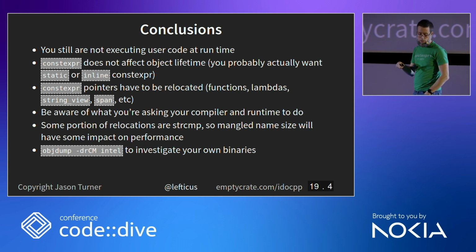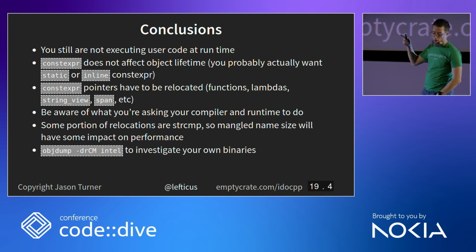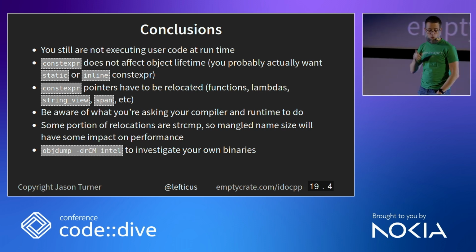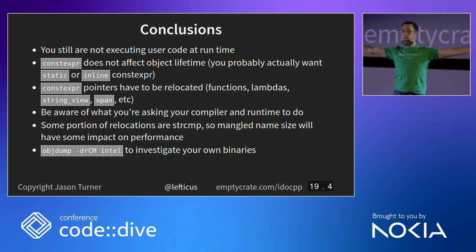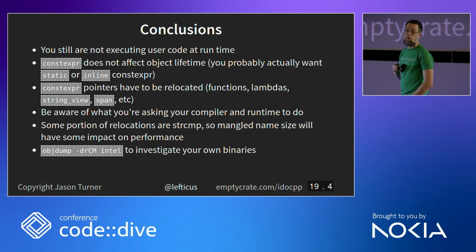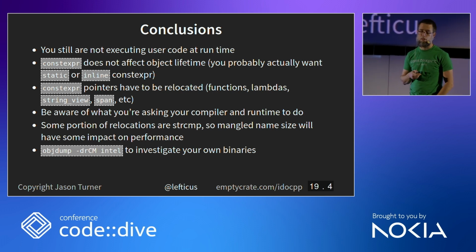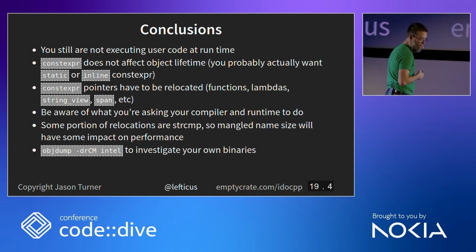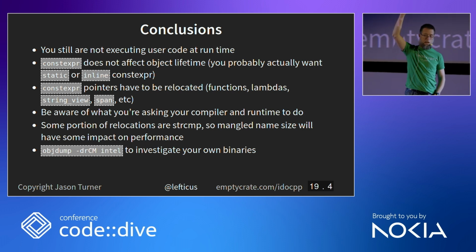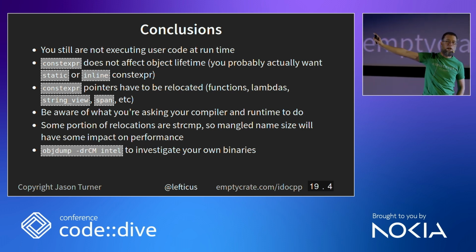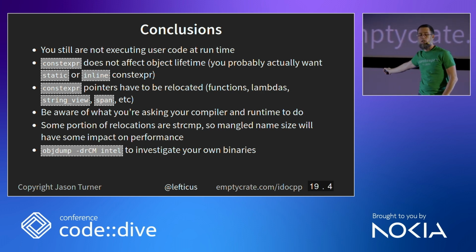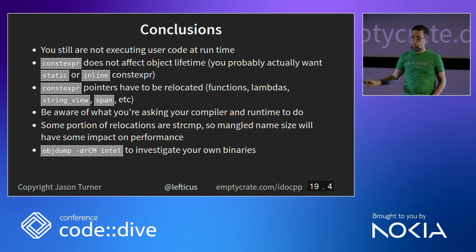Be aware of what you're asking your compiler and runtime to do. Some portion of relocations are string compares, interestingly, when it's actually looking up the name of the symbol at runtime. So hypothetically, if you have very large mangled names, that can actually slow down your relocations as well. And how easy is it to get very large symbol names in C++? All right. And if you want to play along at home, again, objdump -dr, capital C, capital M, Intel is my recommended way of getting the relocation entries inserted into the disassembly of your binary if you want to play with it yourself.